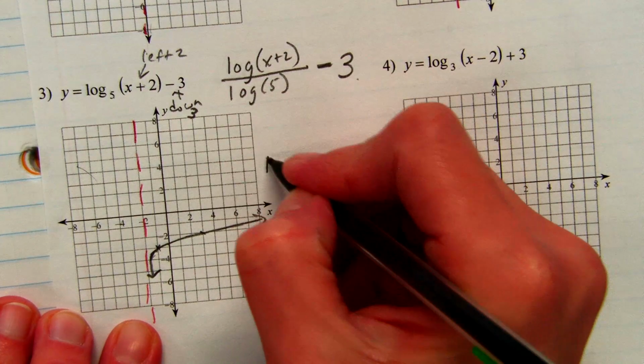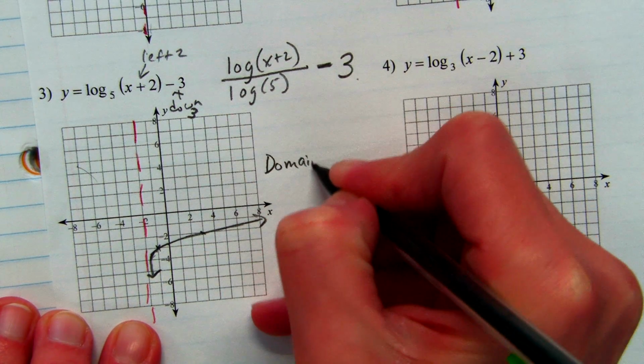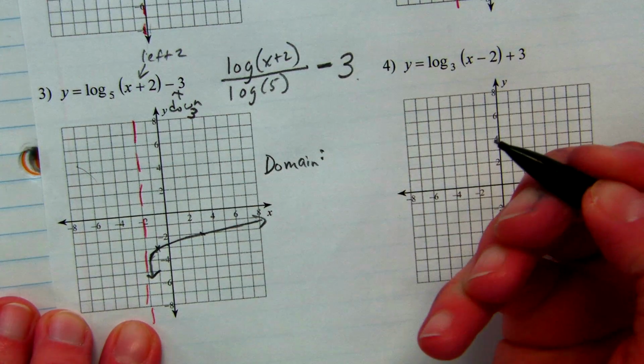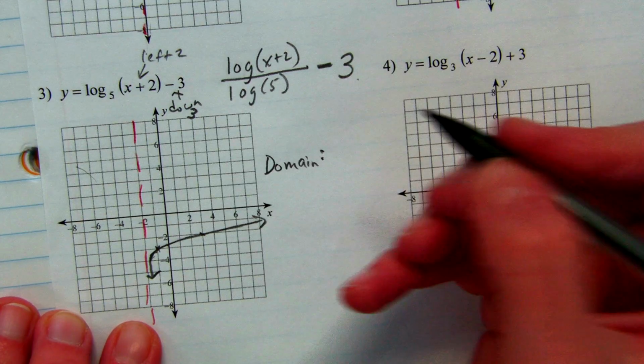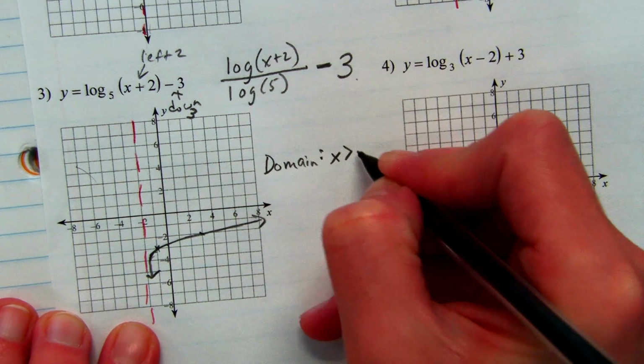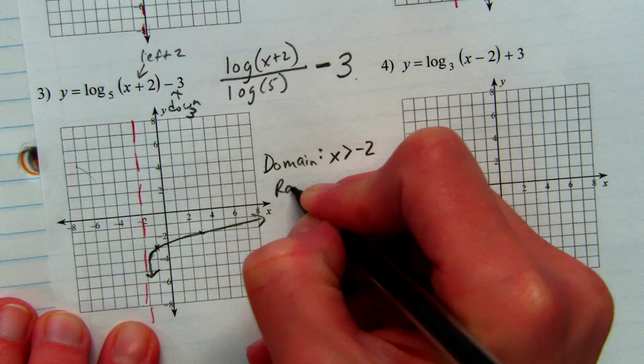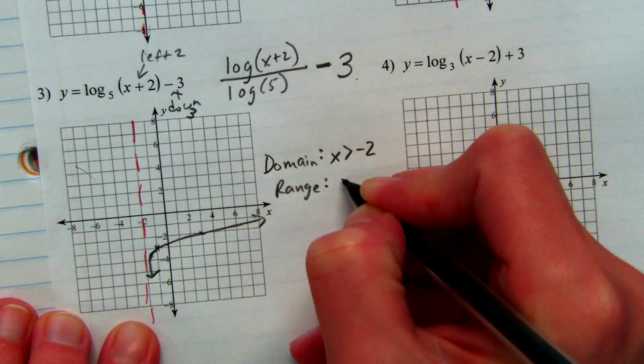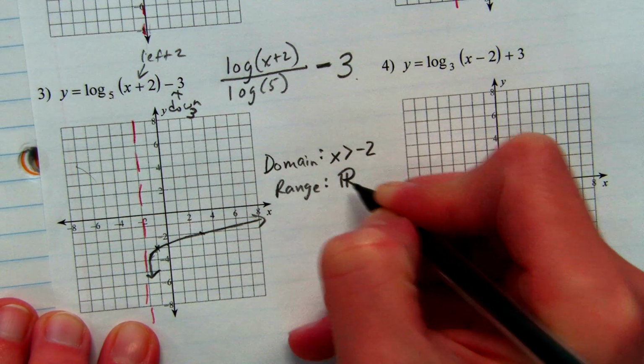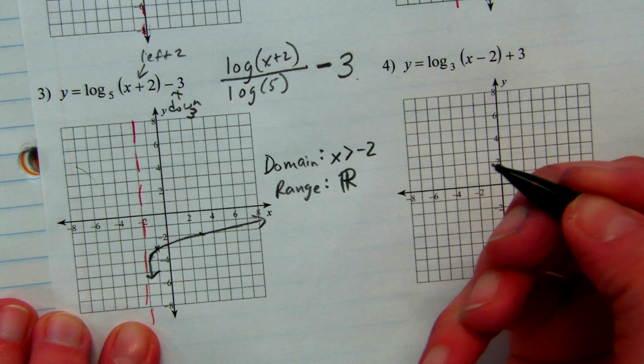So what about domain? What would it be? Greater than -2. So x is greater than -2. And the range, all real numbers.